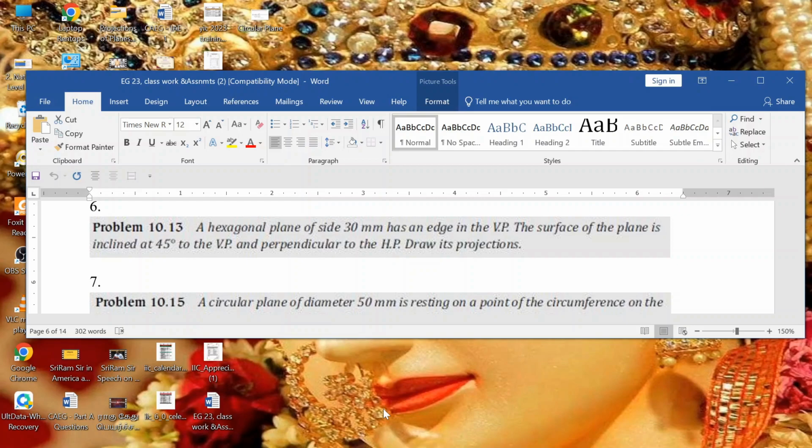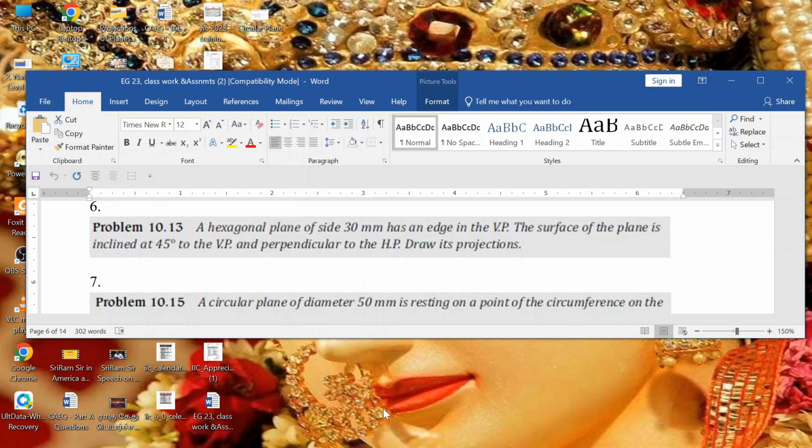The very important thing which you should know in the case of projections of planes is, if a plane is resting on one of its edges or corners in the HP and the surface is inclined to HP, we should always draw the top view. That means the drawing should always be started below the XY line, when it is resting on HP and inclined to HP. That is, the surface will be perpendicular to VP.